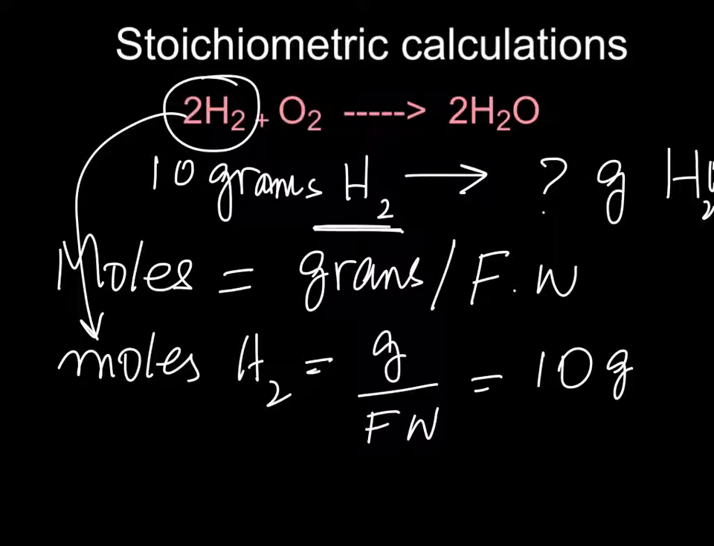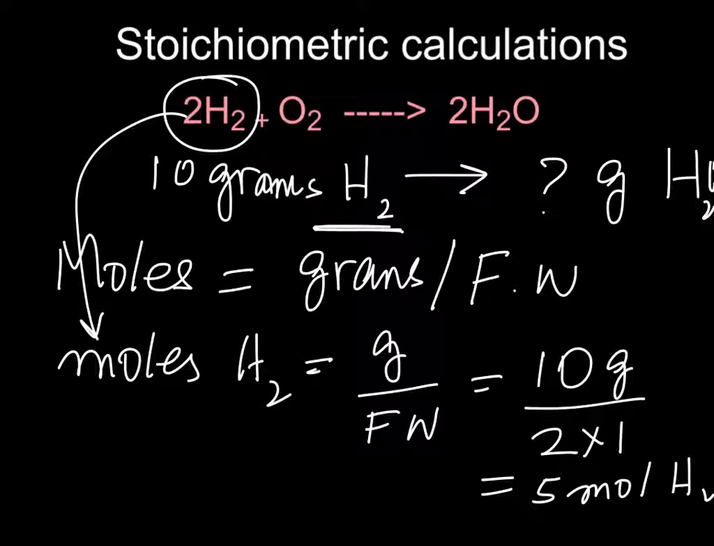10 grams, and divide by the formula weight, and the formula weight of H2 is 2 times 1, which is the mass of hydrogen. So that gives you 5 moles of H2. Now please note, here I used 2 times 1 for H2. I did not do 2 times 2 times 1. I did not put 4 here. I put 2 here because it is for H2.